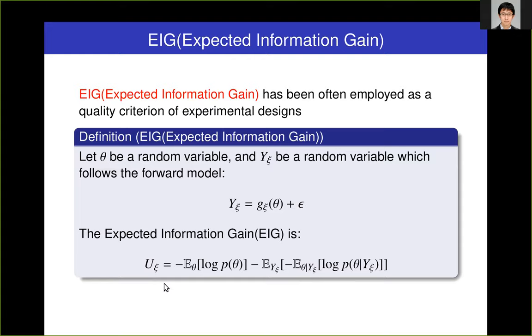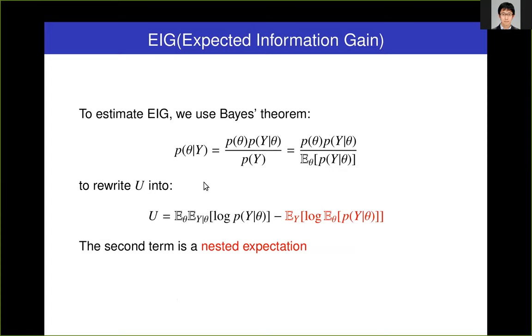Here, U(c) includes the probability density of theta given y. But usually this is hard to calculate. So we transform this formula using Bayes' theorem. By Bayes' theorem, we have this transformation. And the probability density of theta given y is expressed by the probability density of y given theta, which can be calculated. And so we can rewrite EIG in this formula. And here the second term is called nested expectation, because there is inner expectation about theta inside outer expectation about y. It is known that this kind of expectation is hard to estimate.